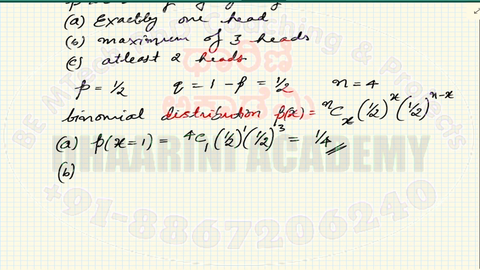In the sense, you can get one head, or you can get no head, right? That's also a possibility. You are throwing the coin four times. Now all the four times you are getting a tail. That's also one of the cases. No head, one head, two heads, or three heads is what is the question. Maximum of three includes all the four possibilities.